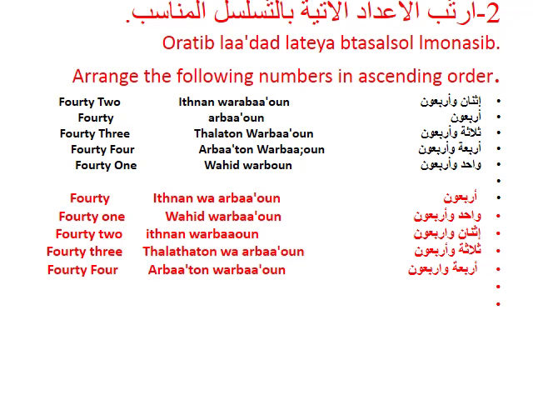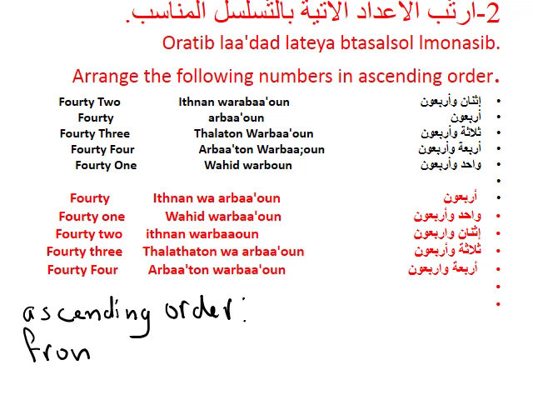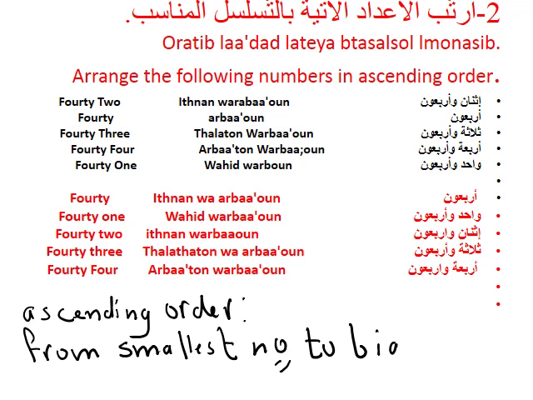In this question, which is question number 2, it's required from the student to arrange the following numbers in ascending order. Ascending order means that we have to arrange the numbers from the smallest number to the biggest number. Now here we have 5 numbers that need to be arranged in ascending order.